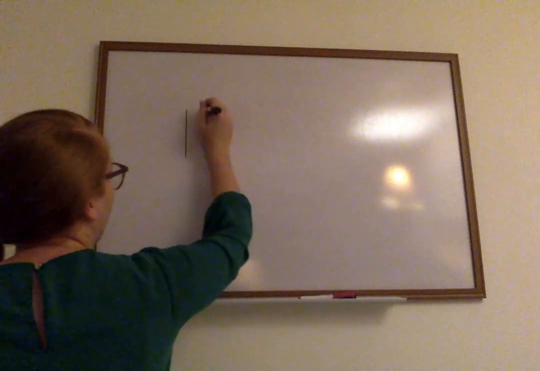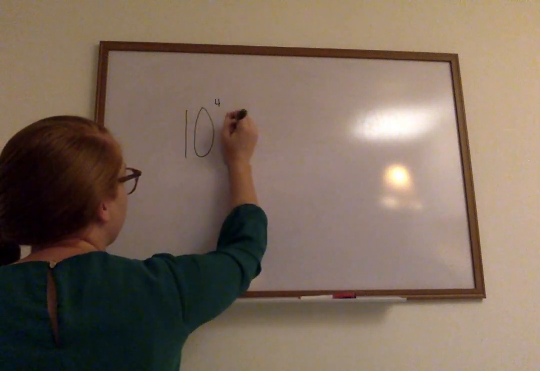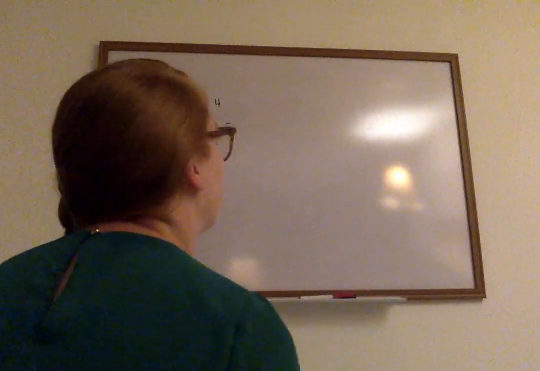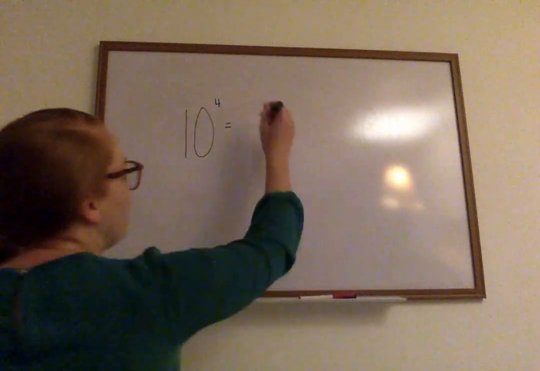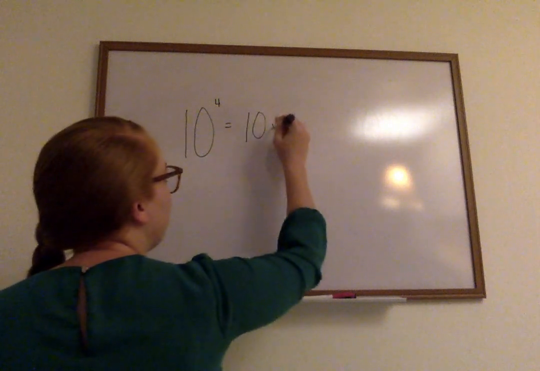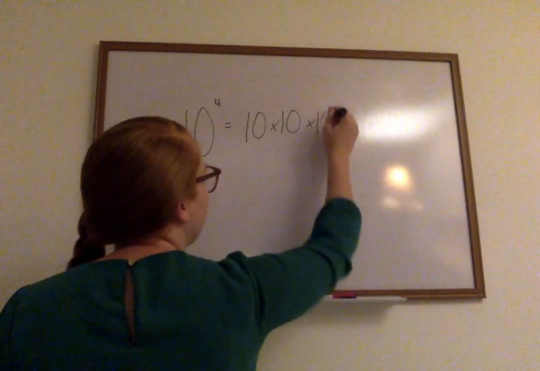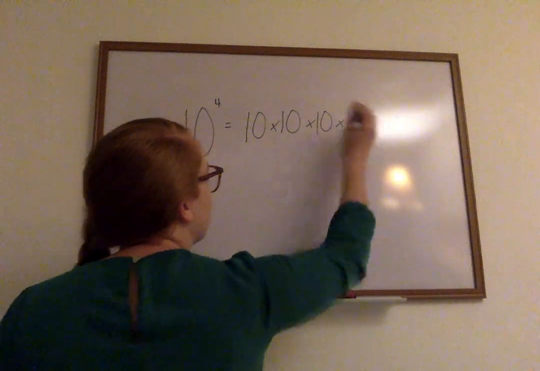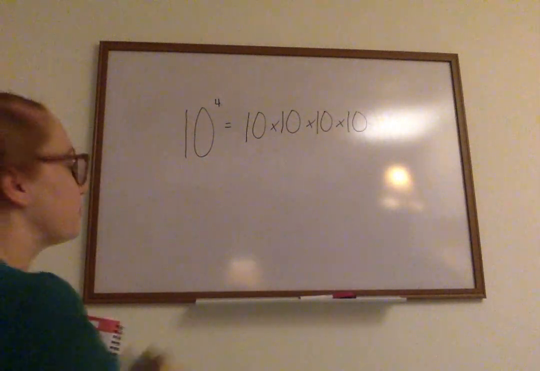So first, you might have a question like this, 10 to the 4th power, and they want you to write it out in expanded form. So you're going to see that you have 10, and it should be written 4 times. 10 times 10 times 10 times 10. Right there will be your answer.